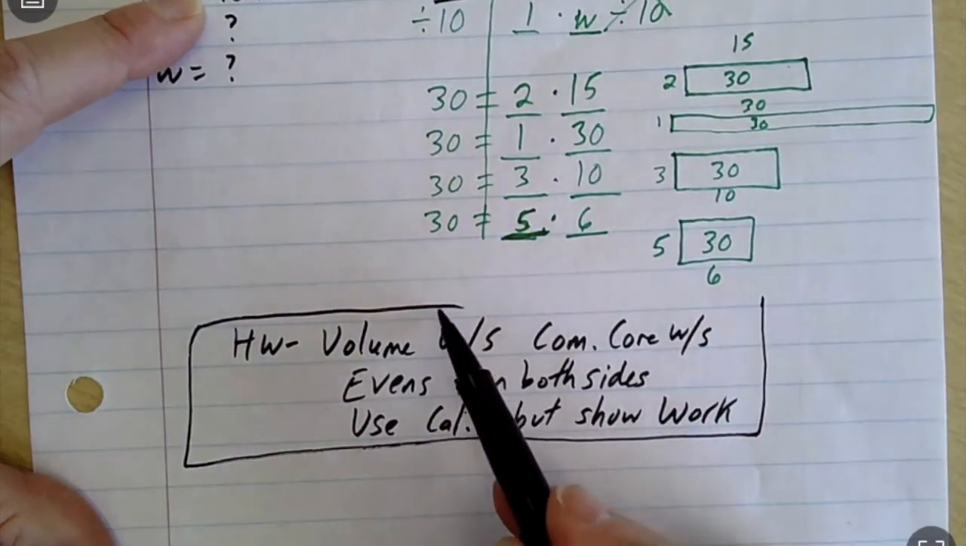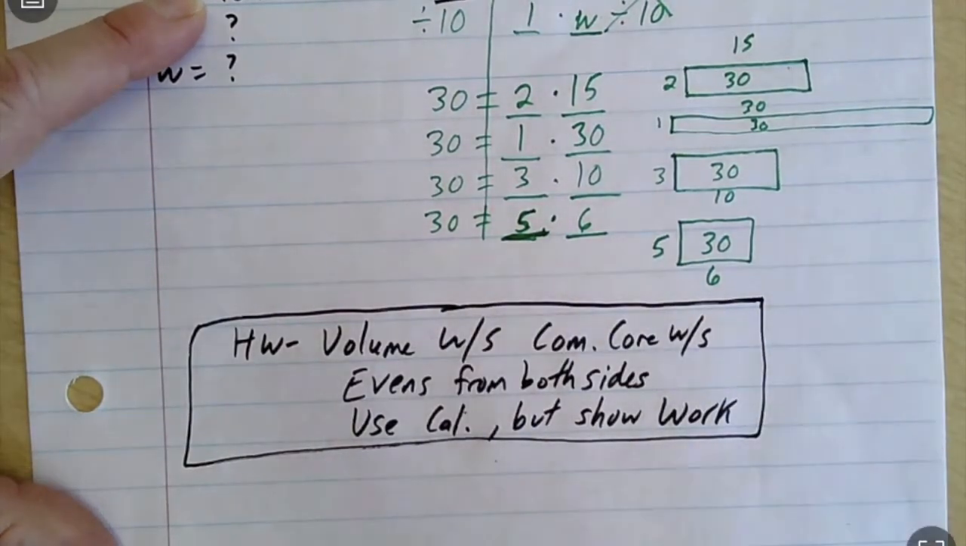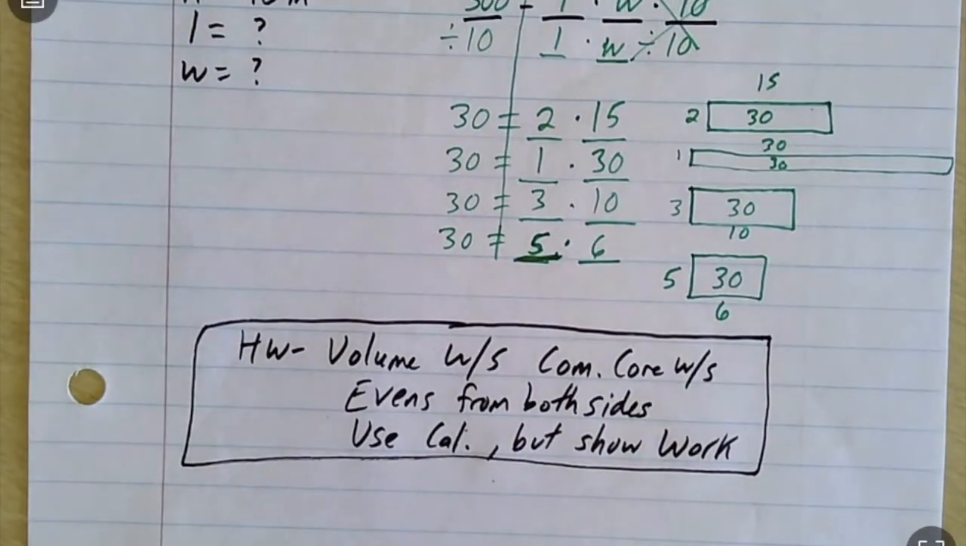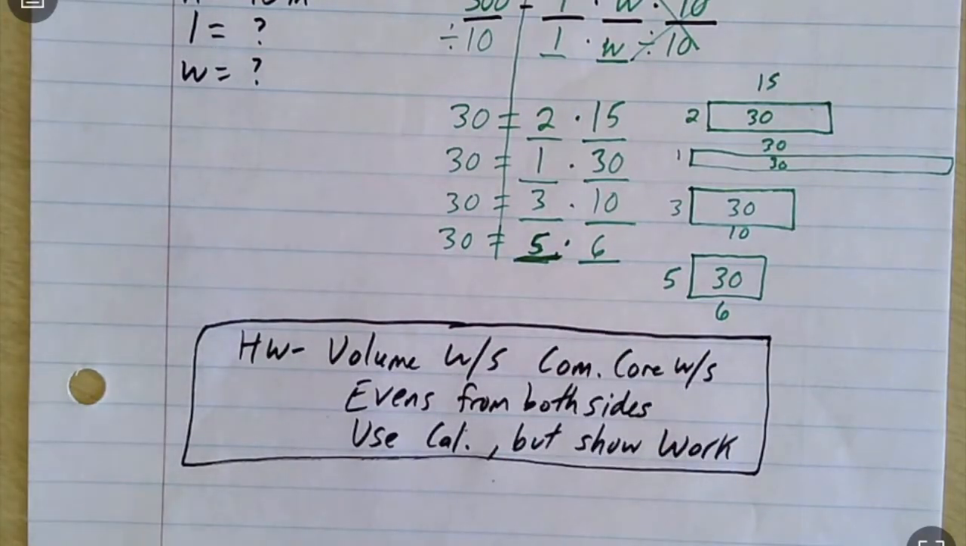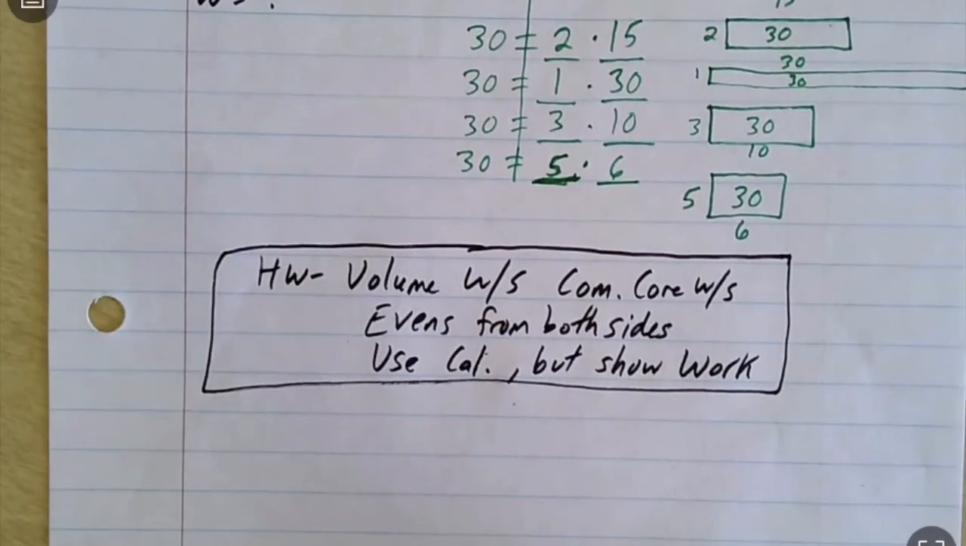The only difference between my notes and what you're going to see for your homework is a lot of the dimensions for your homework, instead of being whole numbers like 5 and 6, they're going to be like fractional side lengths. So you may have 1/4 as a side length or 1/2. You may have some whole numbers, but you're also going to have some fractional side lengths.